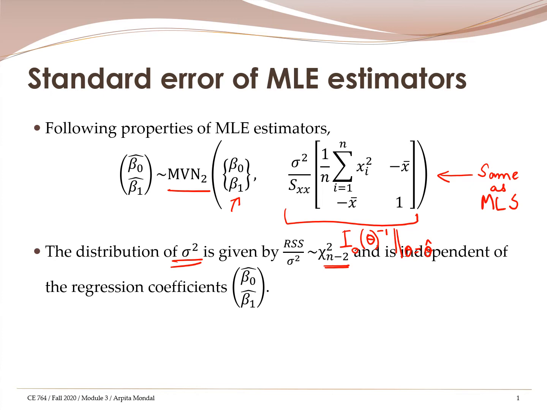Okay, and it is independent of the regression coefficients beta naught hat and beta 1 hat, which means if I write a variance covariance matrix which is 3 by 3, then the third column and the third row would have zeros in the off diagonal terms, right? So again, here sigma square is not an important parameter. We most often in simple linear regression will never do hypothesis testing on sigma square.